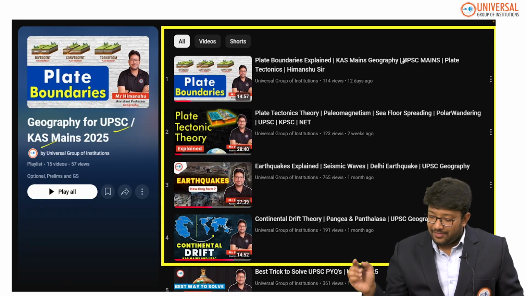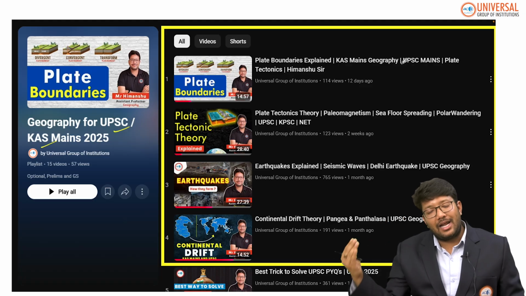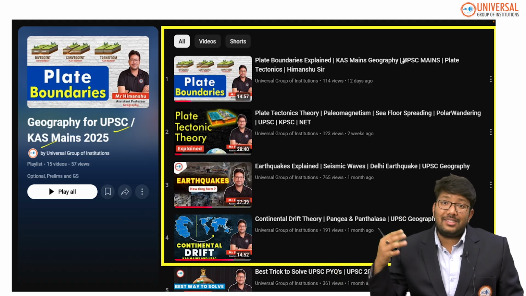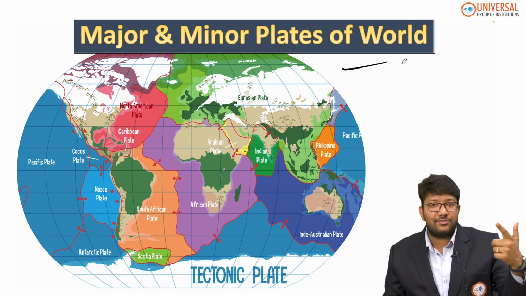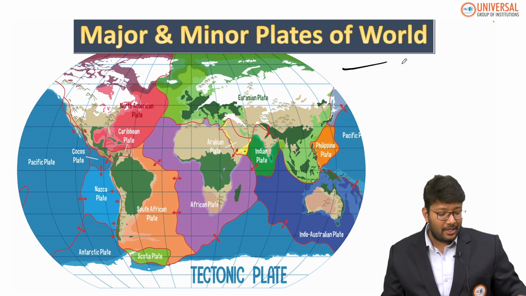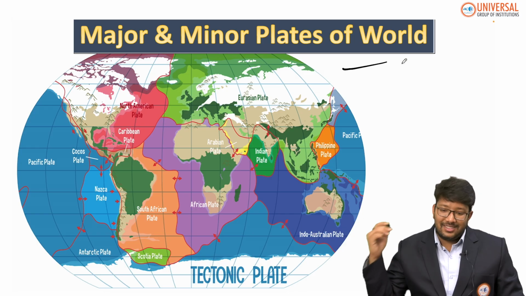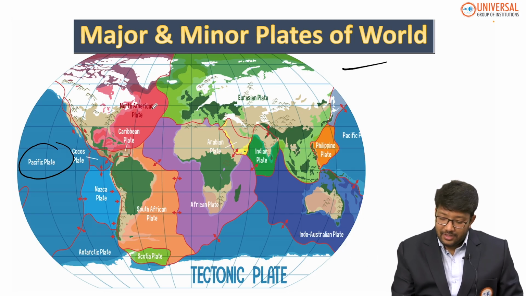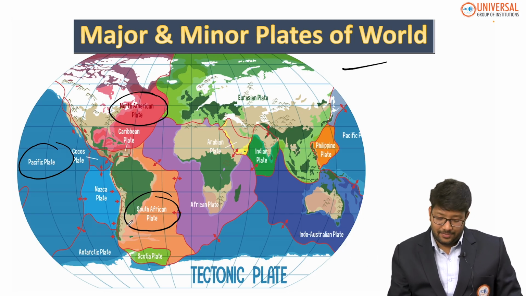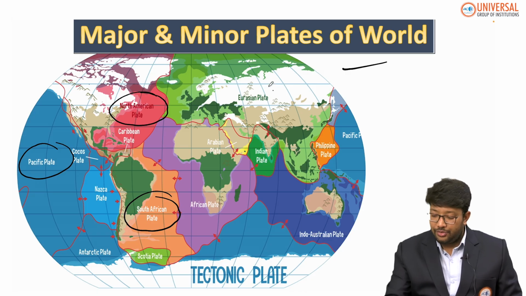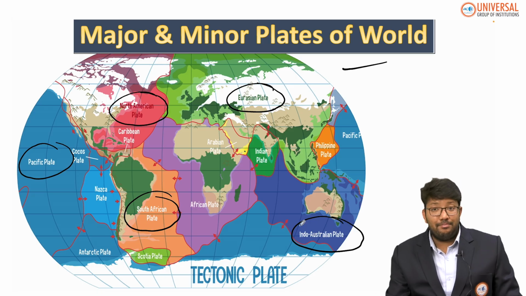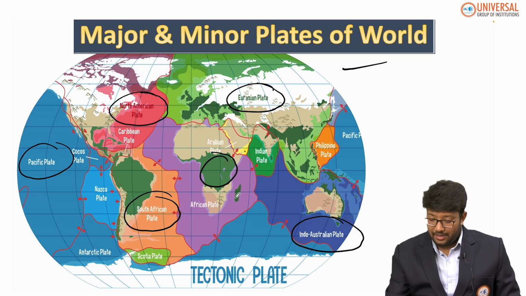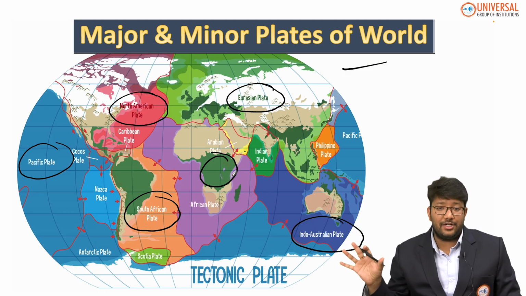Okay. In the previous video, I've already talked about what is the plate tectonic theory and what were the plate boundaries. In this particular video, we will talk about the major plates of the world. In the next one, we will talk about the minor plates of the world. Okay. So, as you can see on the globe itself, these are some of the major plates: Pacific plate, North American plate, South American plate, Eurasian plate, Indo-Australian plate. These are some of the major plates of the world.